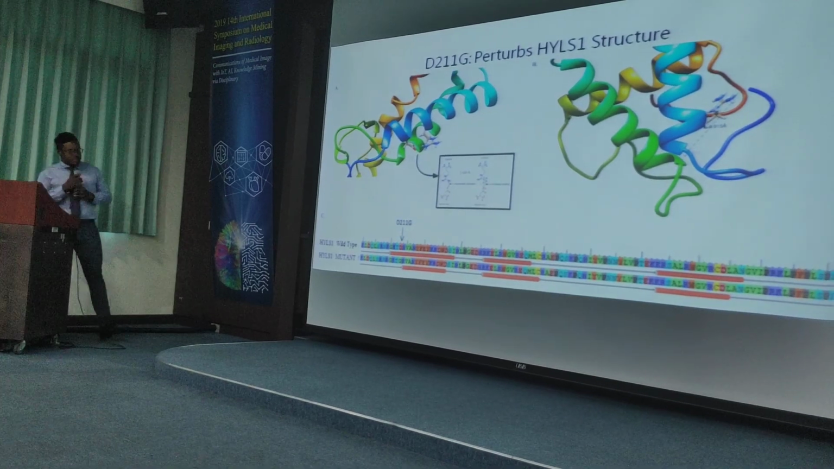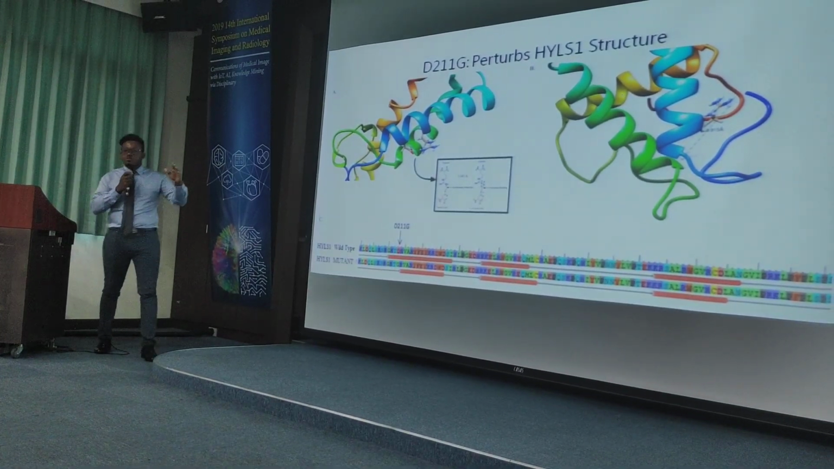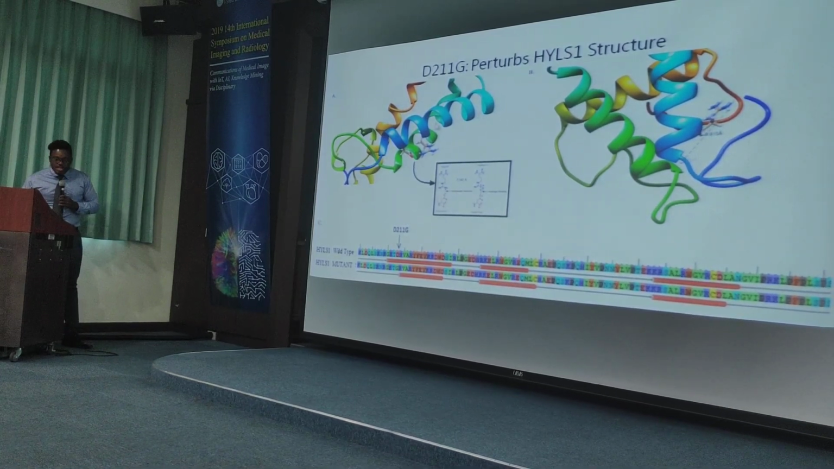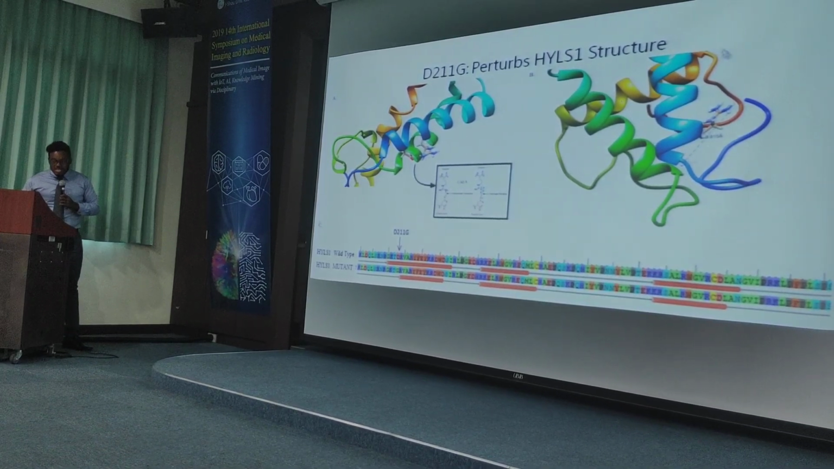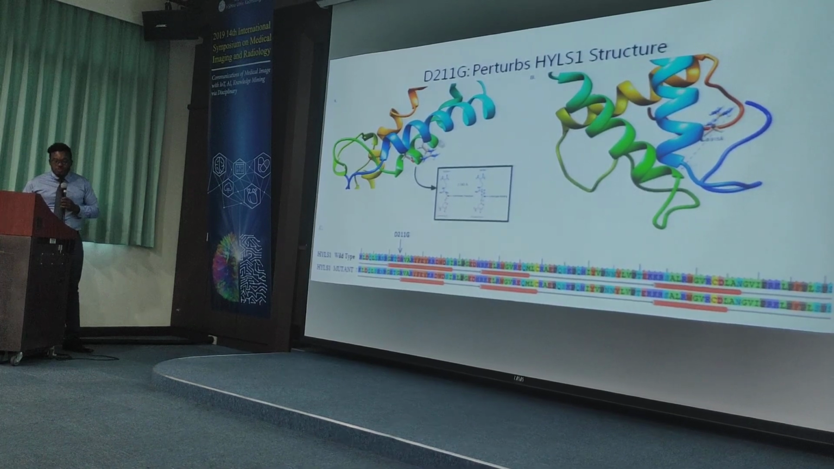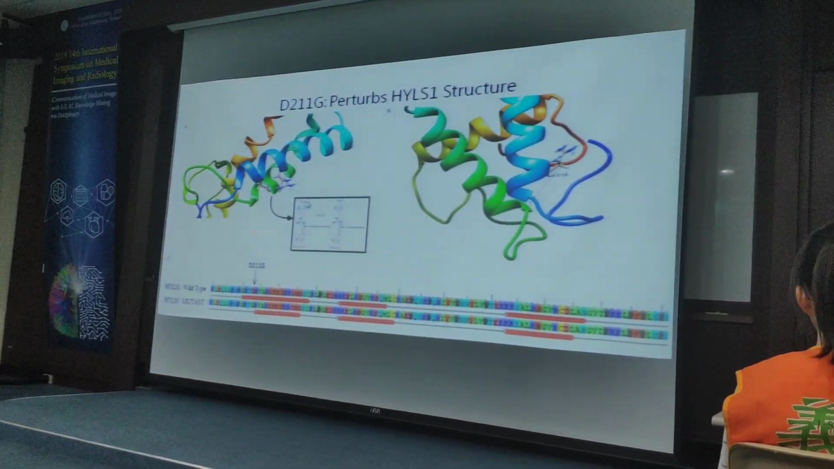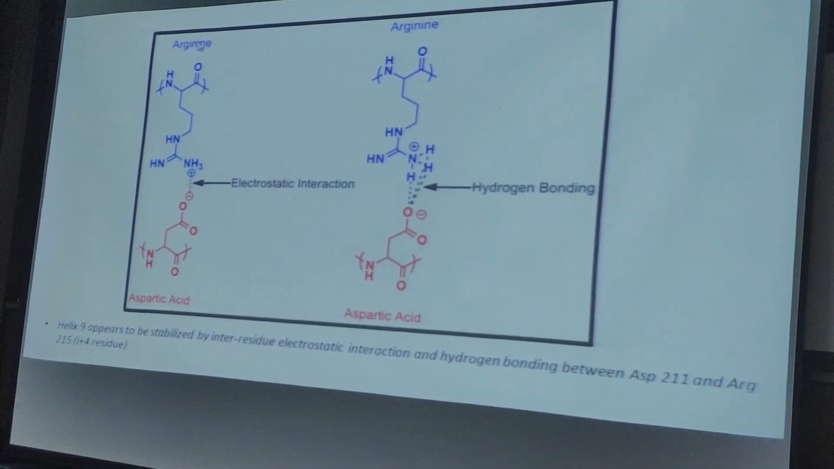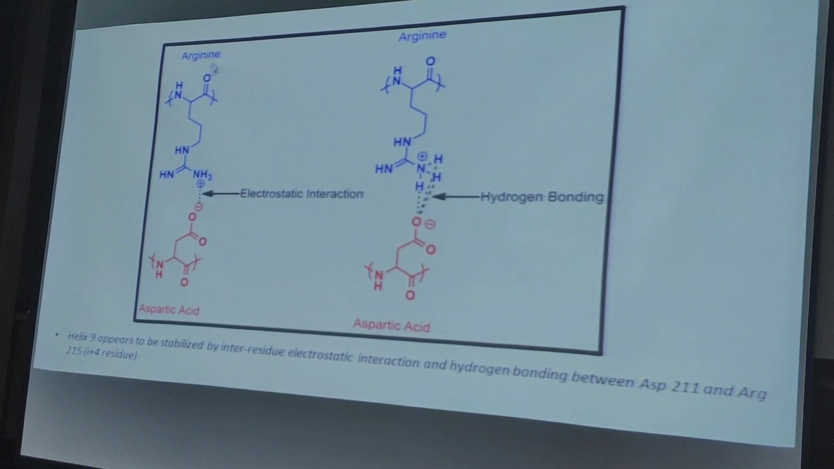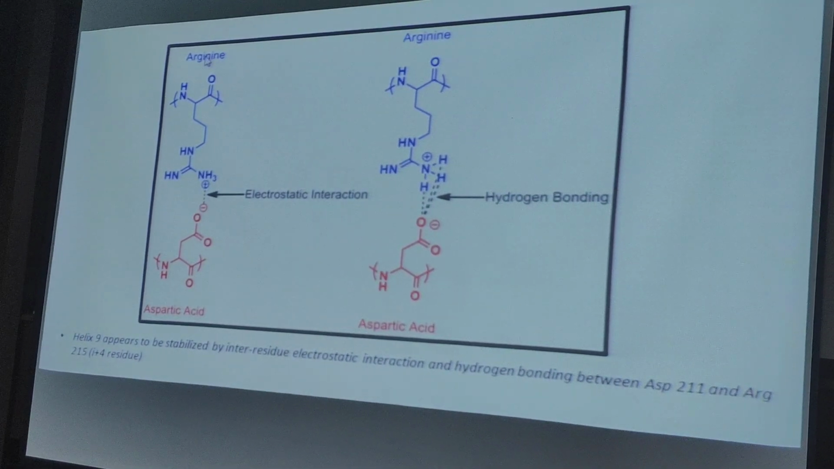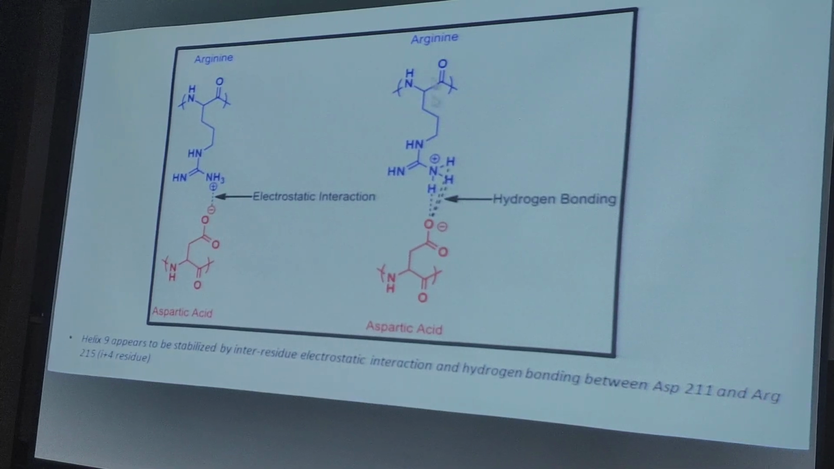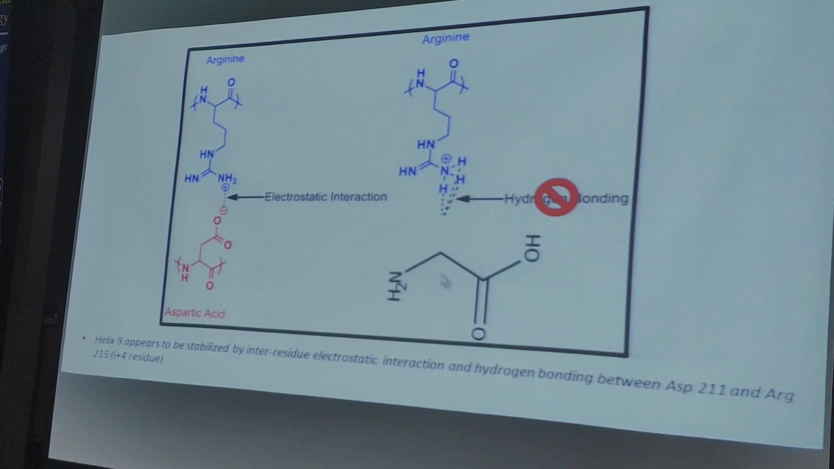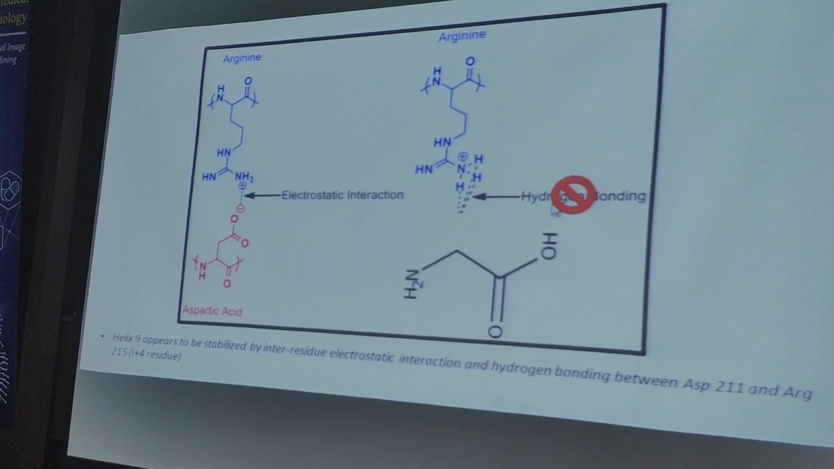My conclusions were that there's a helix disruption hypothesis. What is happening is the mutation. This is the wild type protein, the normal one, and this is the one that causes Hydrolethalus syndrome. There's a mutation here from aspartic acid to glycine. And notice that in the wild type, the normal protein, there's good interaction between arginine and aspartic acid: hydrogen bonding and electrostatic interaction. But when we introduce the mutation, there is no more hydrogen bonding.